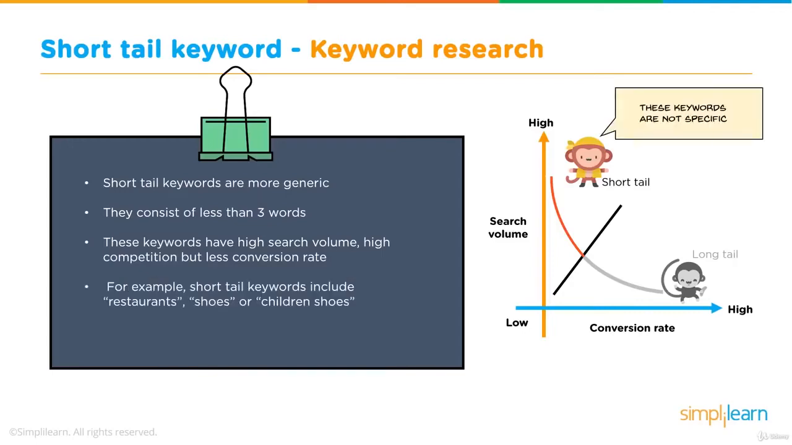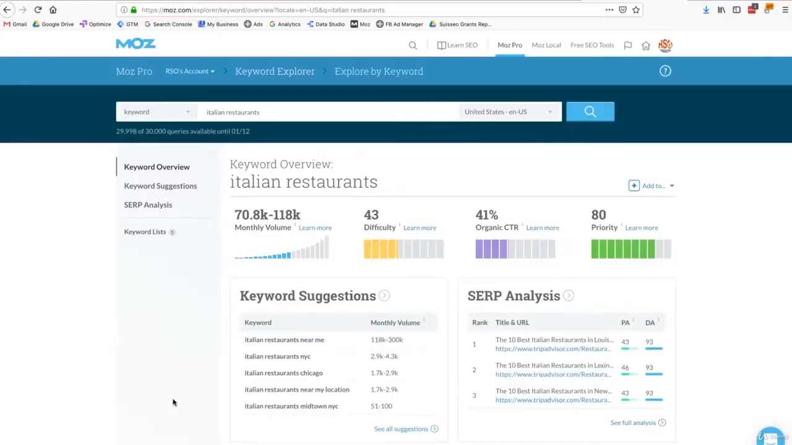So let's take an example of a short-tail keyword. Let's just stick with Italian restaurants. So I'm going to go to a tool called Moz. Well, Moz has a tool called the Keyword Explorer. And within Moz, so if you go to moz.com and then use the Keyword Explorer, you can get an idea of how much volume and competition are associated with a particular keyword. So in this example, we're using Italian restaurants. It's a very broad keyword. We could see that the monthly volume is between 70,000 and 118,000 per month.